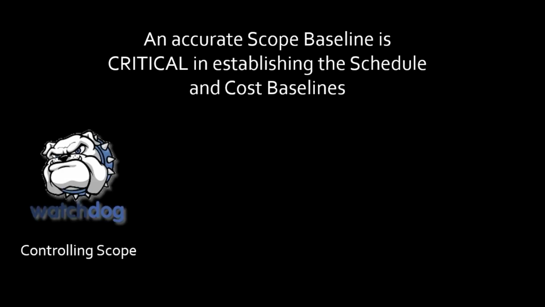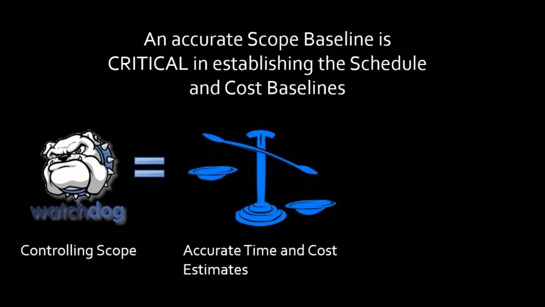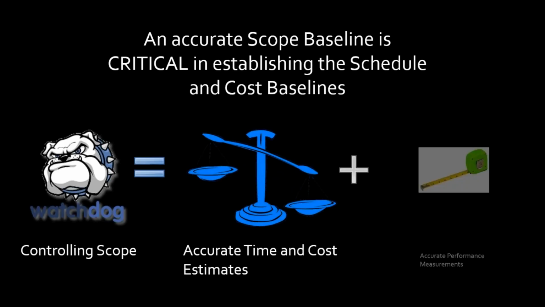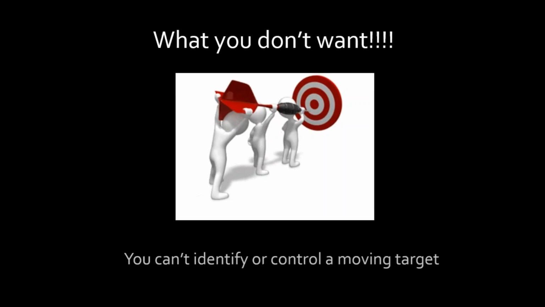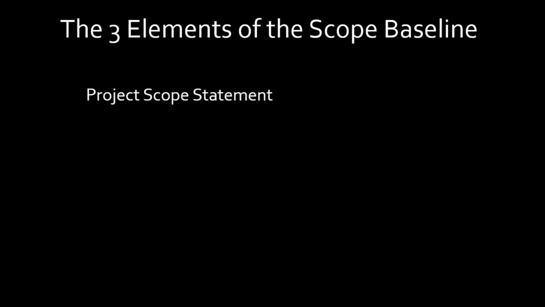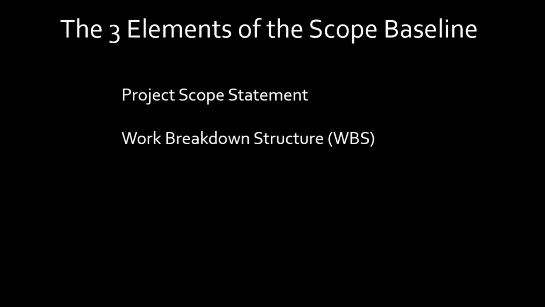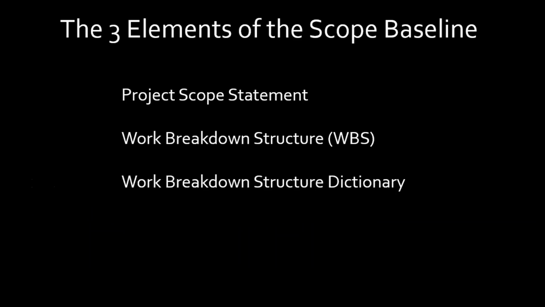A solid, accurate scope baseline is a great foundation for a project because controlling scope does two things. It gives you the accurate time and cost estimates up front in planning, and it also gives you an accurate baseline to measure performance against in execution. Okay? No moving targets. All right, so now the three elements of the scope baseline, this will certainly be on the exam. There are three elements that constitute the scope baseline, or the base of that triangle.